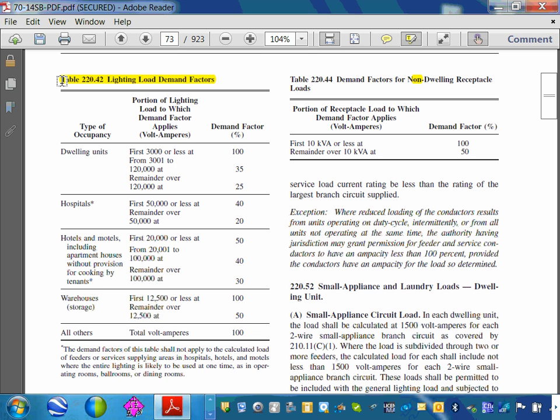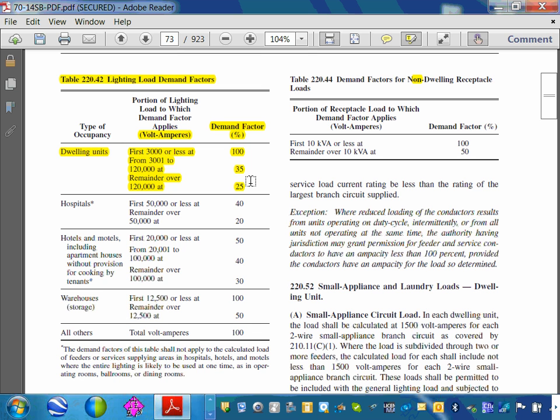So after you do a lighting load, come over here and check. Do you need to cut it down because people don't turn the lights on at the same time? Let's check. Okay, dwelling. If you're doing dwelling, look at the dwelling. You have to apply this. I will walk you guys through this dwelling later on. That's your demand factor for dwelling. Are we doing dwelling in this example? We're not doing dwelling yet. Is it a house? No, not a house.